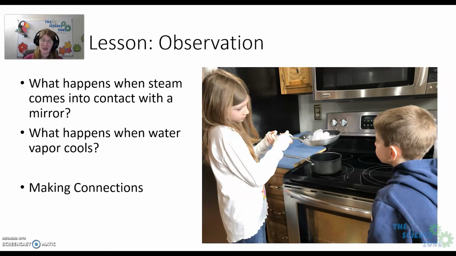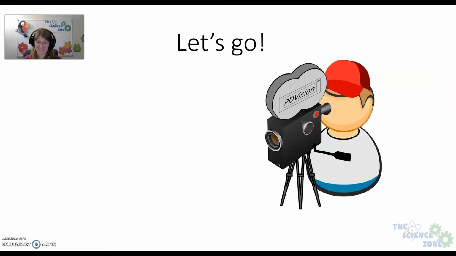We'll also look at what happens when water vapor cools. In this picture, you see 2 investigators looking to see what happens when water vapor comes up from a boiling pot of water and hits a cold frying pan that has ice in it. We'll make observations and then we'll make connections to the natural world around us. I look forward to seeing your observations in the Facebook feed.